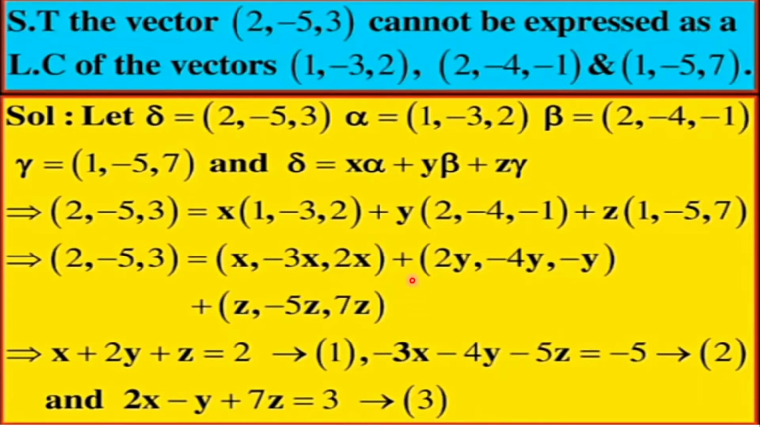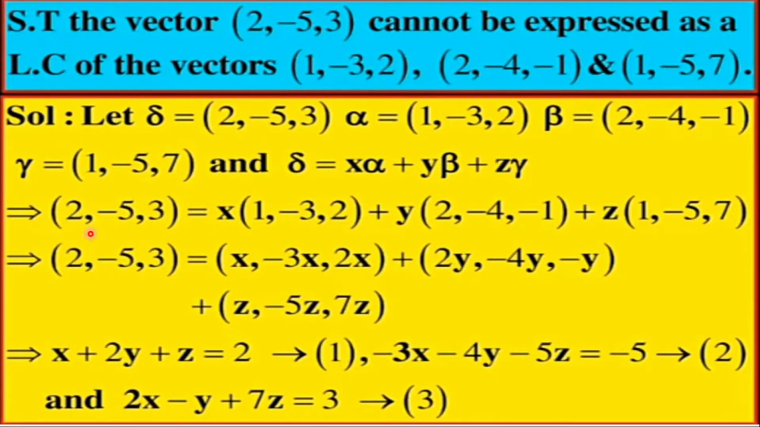Next problem. Show that the vector (2, -5, 3) cannot be expressed as a linear combination of the vectors (1, -3, 2), (2, -4, -1) and (1, -5, 7). Here delta is (2, -5, 3), alpha is (1, -3, 2), beta is (2, -4, -1) and gamma equals (1, -5, 7), and suppose delta equals x alpha plus y beta plus z gamma.